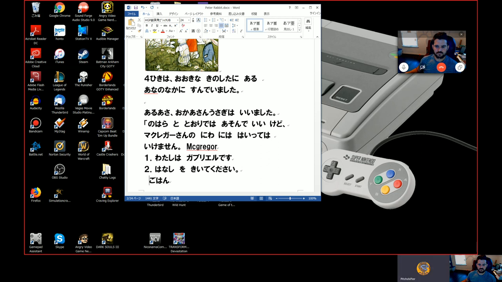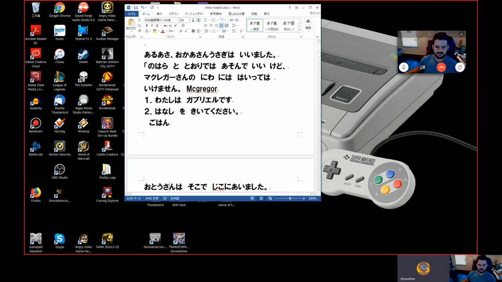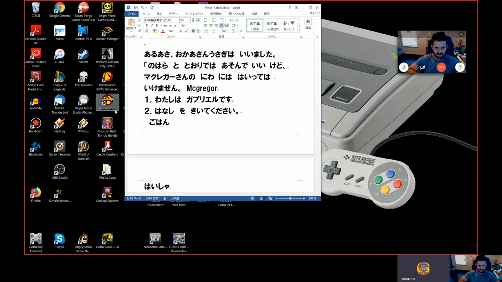How do you pronounce this word? Gohan. Yeah, that's correct. How do you pronounce this word? It means dentist. Oh, in that case, haishaya. Yes. So it looks like you mastered the pronunciation of the word now.